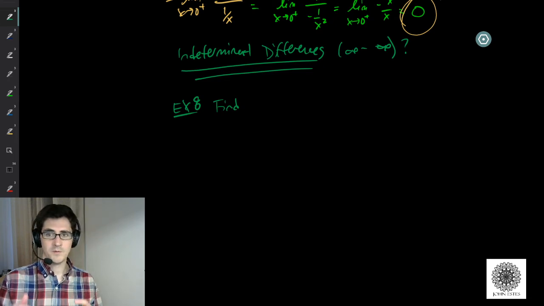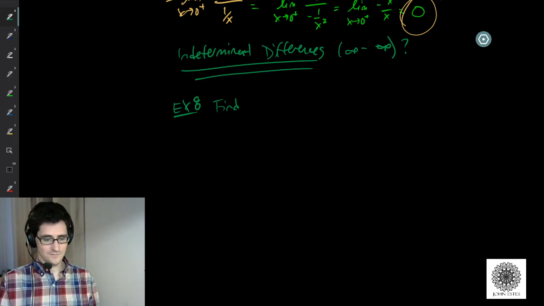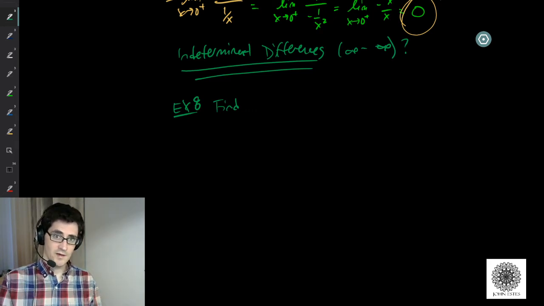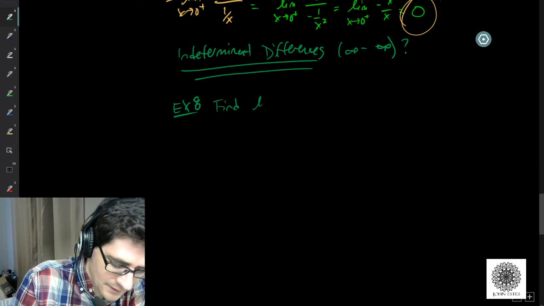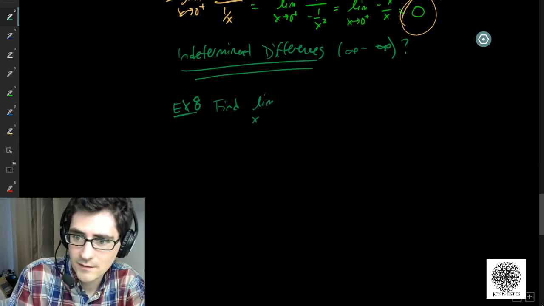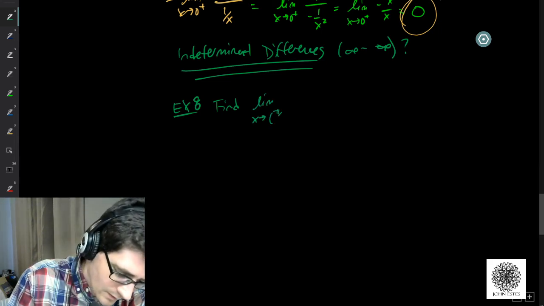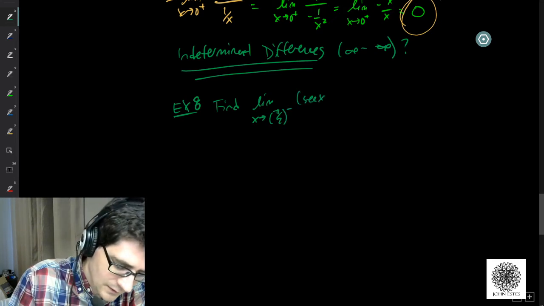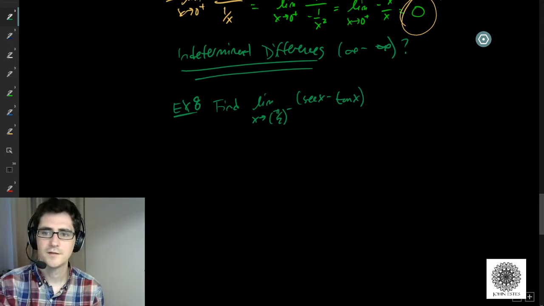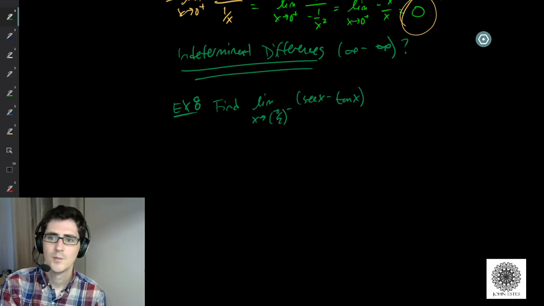And even though they come up with something that's nonsensical, like what we're about to see, infinity minus infinity, realize that we have a way to look at that trend through the derivatives. All right, so here we're trying to find the limit as x approaches pi over 2 from the left of secant x minus tangent x.